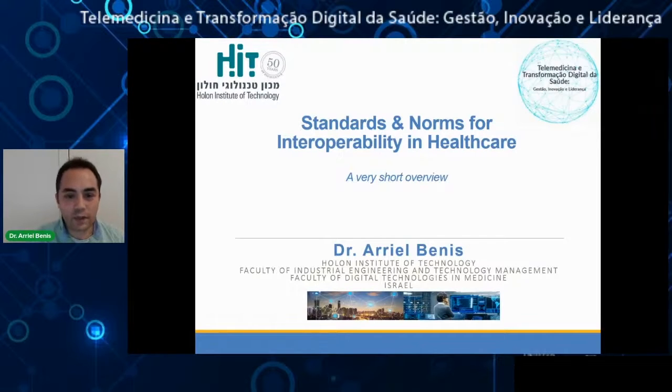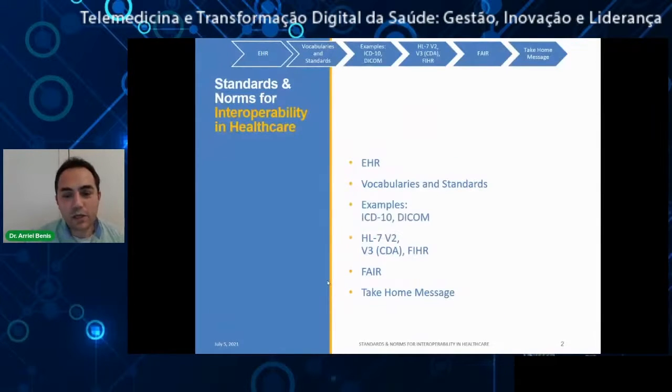Basically, I will introduce interoperability in healthcare from a global perspective, because we cannot run telemedicine and use digital health today without thinking about interoperability. In this presentation, I will remind you shortly how the electronic health record is built, what the importance of vocabularies and standards is, and how we are building them.